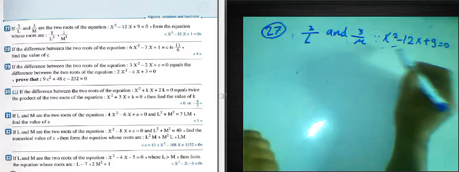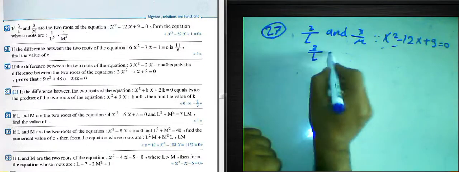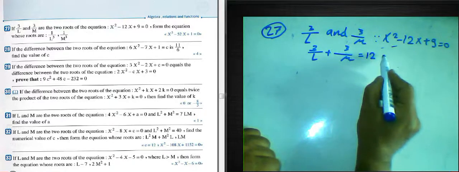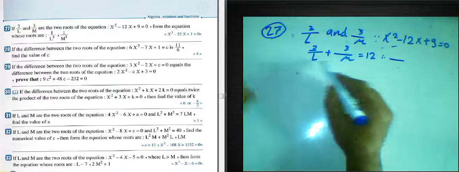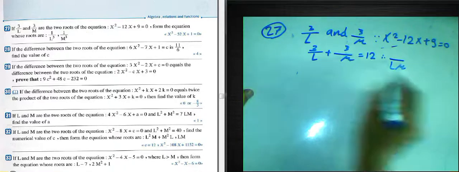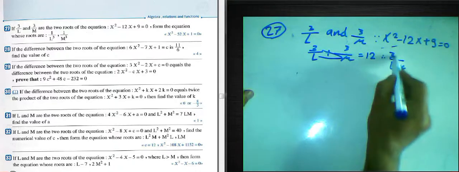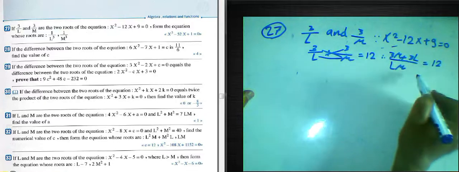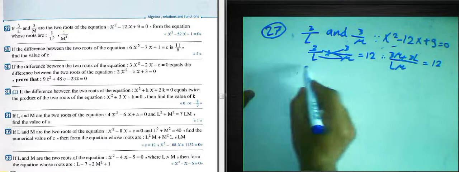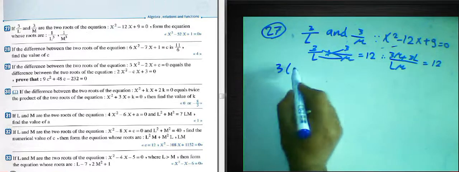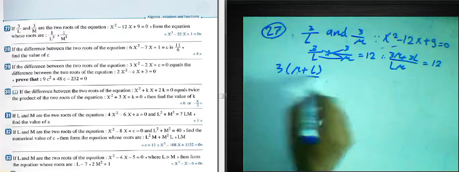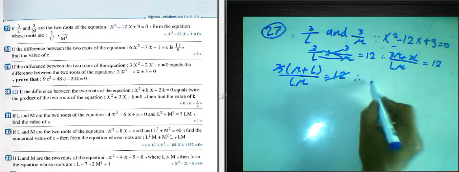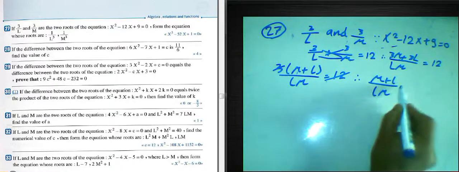We know 3 over L plus 3 over M equal 12, and we can simplify that. L times M and M times 3 times L, equal 12. We can take 3 out here: M plus L over L times M equal 12. We can divide it by 3, so M plus L over L times M equal 4.